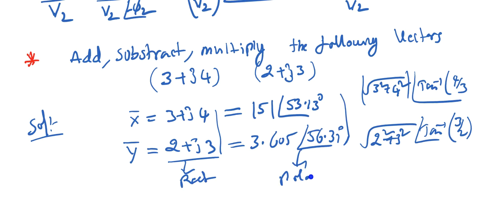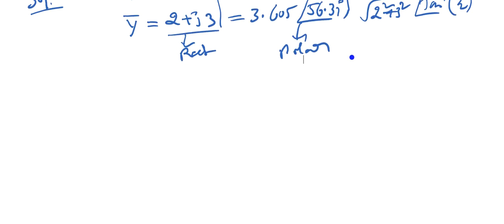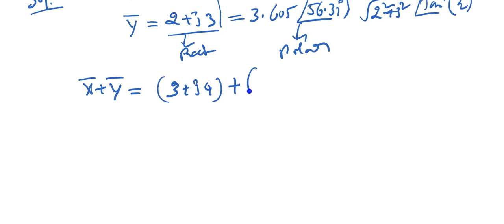Now we have the two vectors x and y, with a polar form and a rectangular form. So I can do the addition. To do the addition, I have to use the rectangular form. So the rectangular form is 3 plus j4 plus 2 plus j3. I will get 5 plus j7. Now see how very simple it is by using the rectangular form for addition.